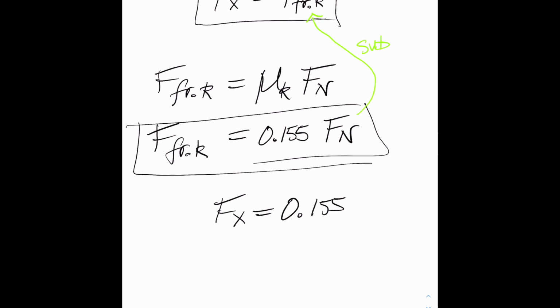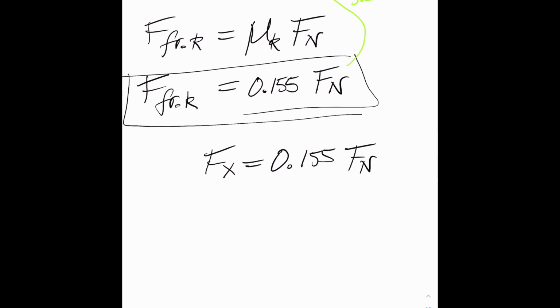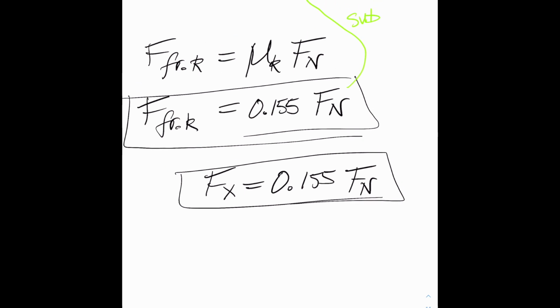0.155 times Fn. And I think a mistake students would make here is they would say Fn is mg. But you don't know that. And it's not. So it's wrong. So what do you want to do then, right? Well, we know Fn is a y force. So we can work in the y direction, but we're stuck. I mean, I don't know what else to say.